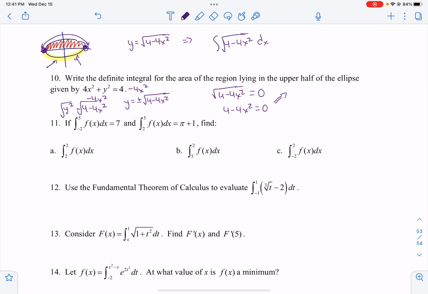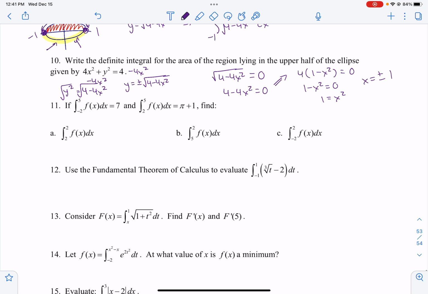So that means that 4 times (1 minus x squared) equals 0. So 1 minus x squared equals 0. So 1 equals x squared. So x is going to equal positive 1 and negative 1. So that's where I am crossing. I am crossing at negative 1 and positive 1. So my bounds, where I'm going to start and end, is I'm going to go from negative 1 to positive 1. And that will give me the area of the upper half of the ellipse.